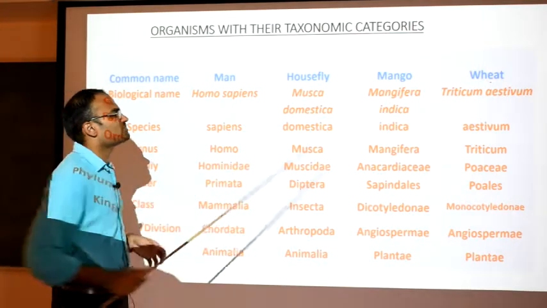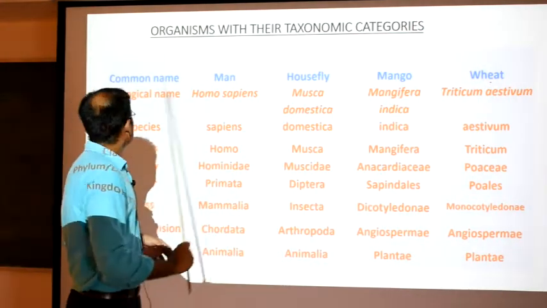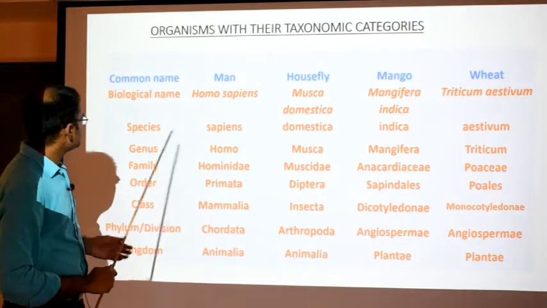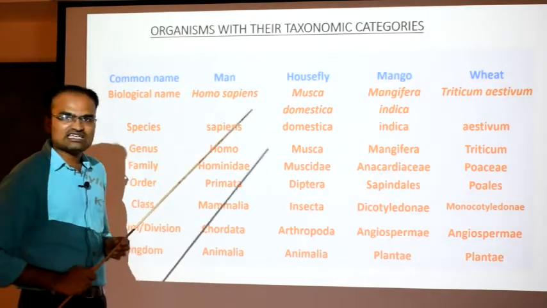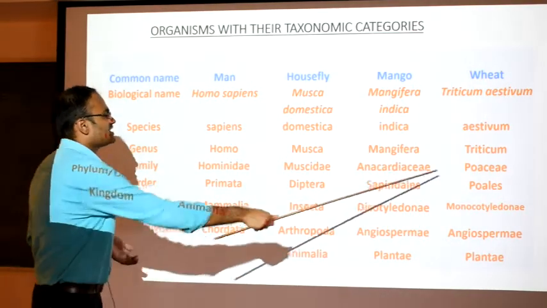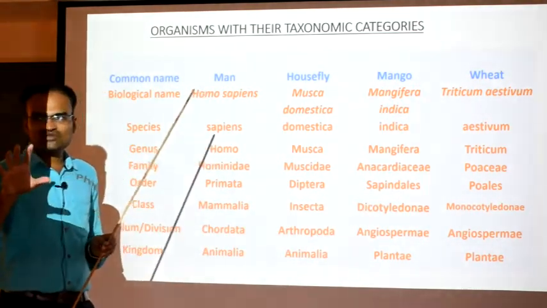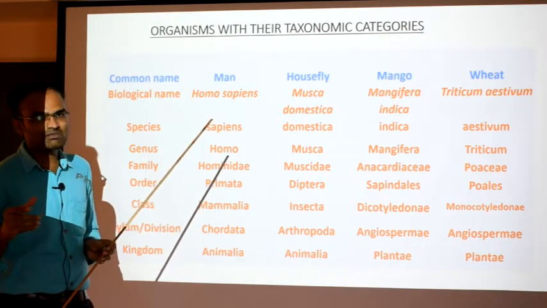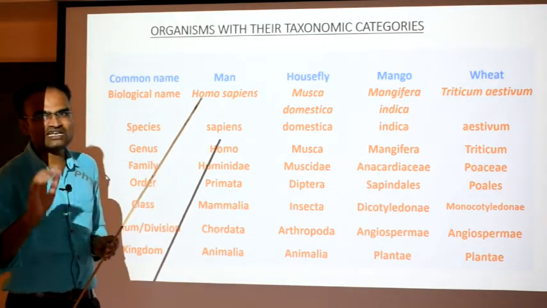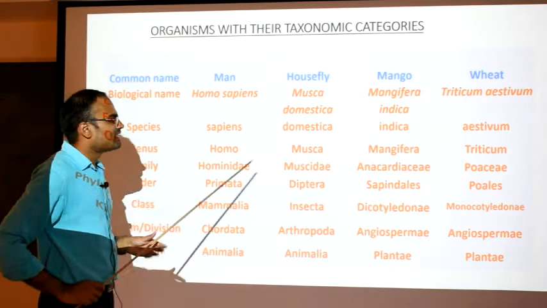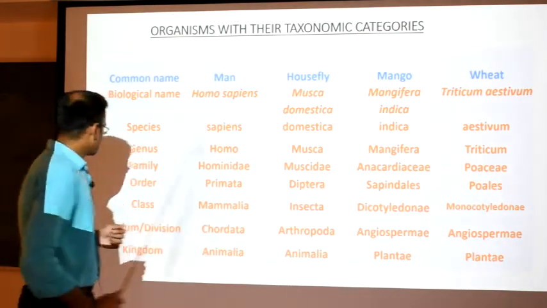The next one is the wheat plant. The biological name of wheat is Triticum aestivum. Aestivum is the species name, Triticum is the genus name, and it belongs to the family Poaceae. Family Poaceae has a peculiar character. It is also called the grass family. That means the plants which somewhat resemble the common grasses have been included in the same family called Poaceae, and the order name is Poales.